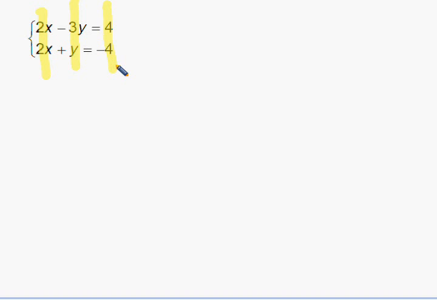y equals negative 4. The first thing I hope you notice is that we have a column of x's, a column of y's, and a column of numbers. That suggests we're going to use one of the elimination methods. So let's look at the coefficients. On x, we have coefficients of 2 and 2. Now those aren't opposites, they match.